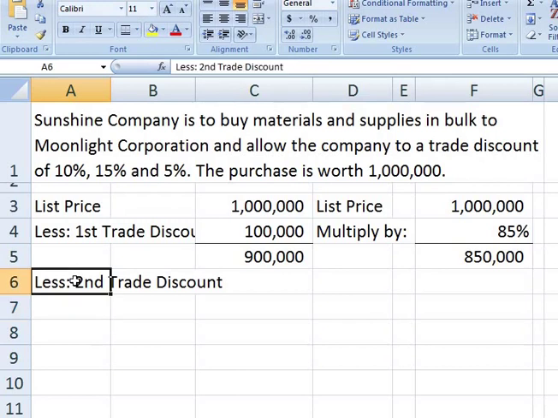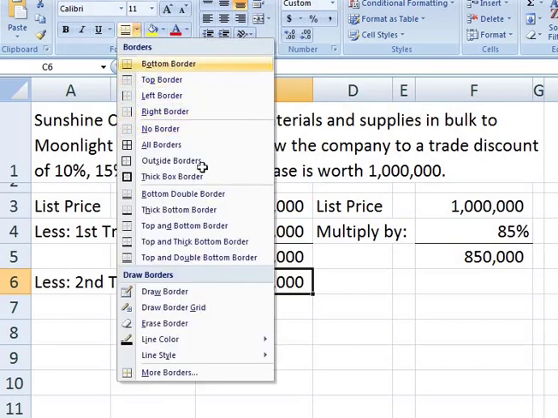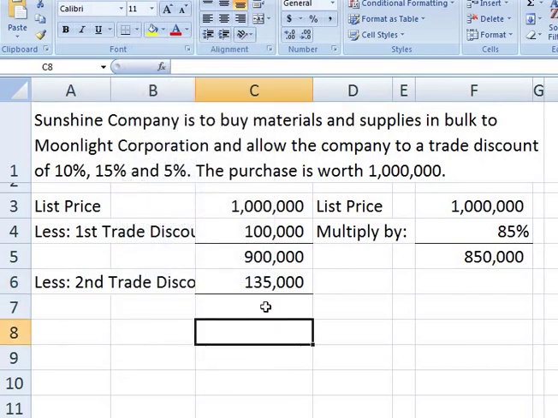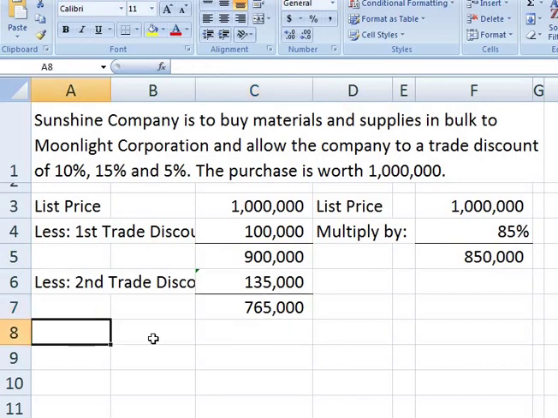Okay. So the second trade discount is 15%. Ito. So yung 15% is i-base na natin sa net amount after the first trade discount. So multiply natin siya by 15%. So you'll have the second trade discount of 135,000. Okay, so after this, you'll get again the net amount after the second trade discount.